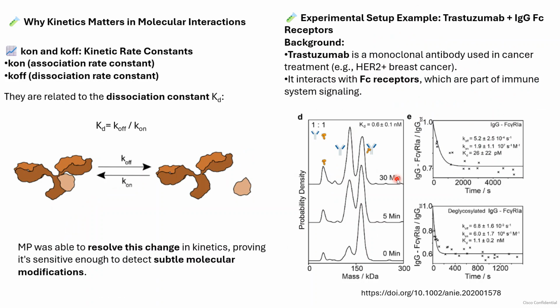Second, it can be very helpful in kinetic studies as well. We can calculate the rate constants, k on and k off, and in this way we can calculate the dissociation constant. So the dissociation constant is equal to k off divided by k on.